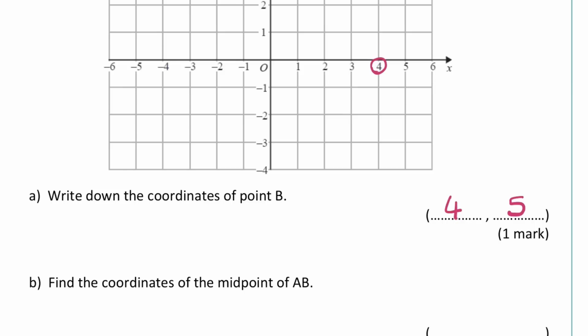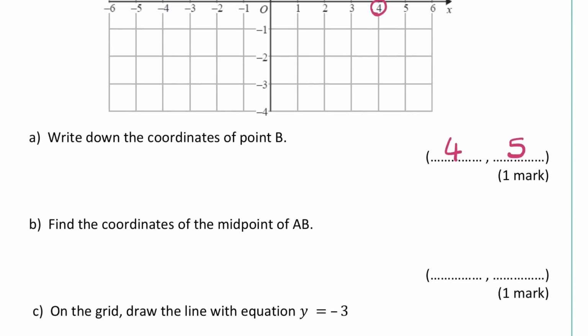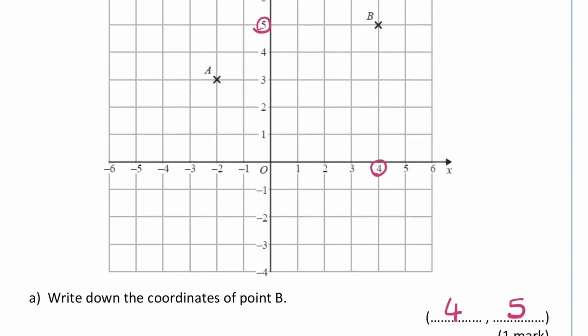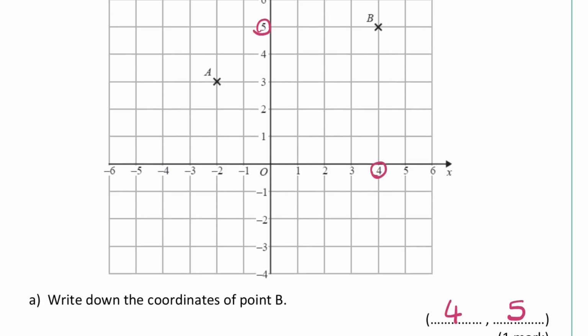Now the next one says find the coordinates of the midpoint of AB. Now the midpoint is the point directly in the middle of the two. So if we're looking at A and B, you could do this with a ruler, or you can try and spot a pattern, or you can do it mathematically with the actual coordinates. Now it does tend to be that sometimes these can come out as not the nicest of numbers. They can come out as decimals. So if you can't see it perfectly straight away, then you may need to think about those numbers.